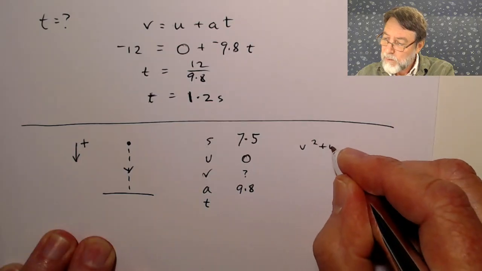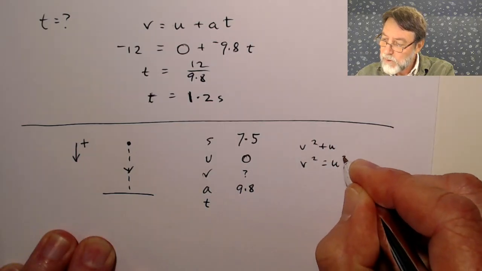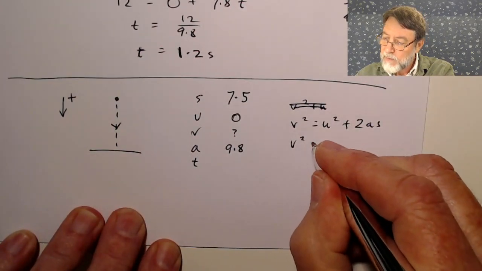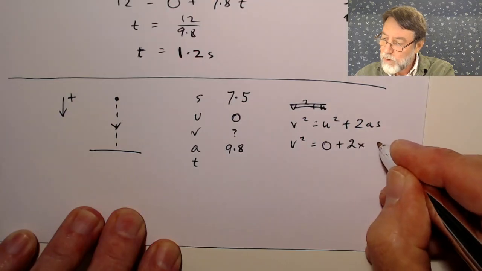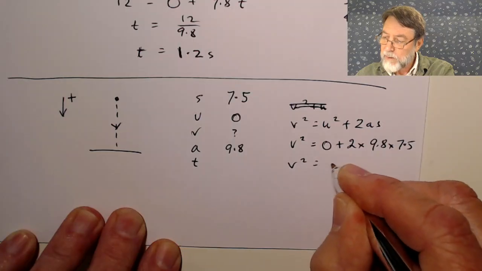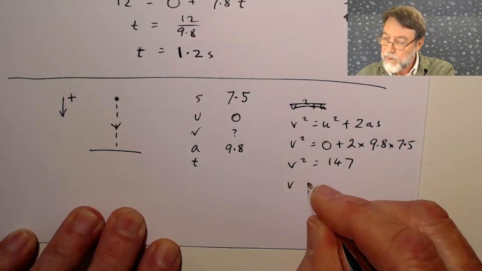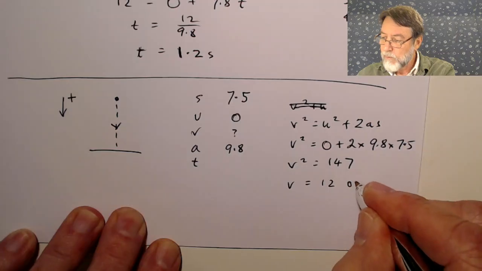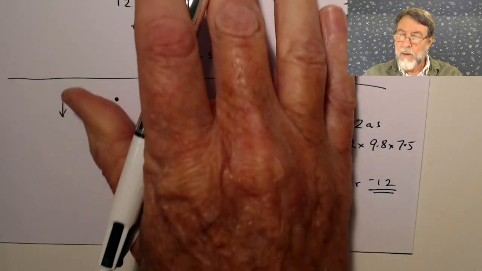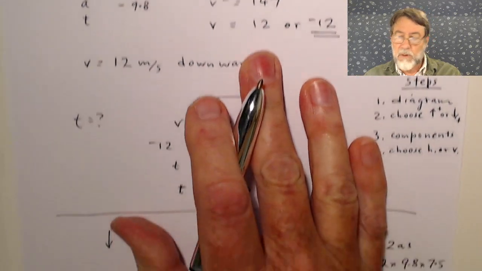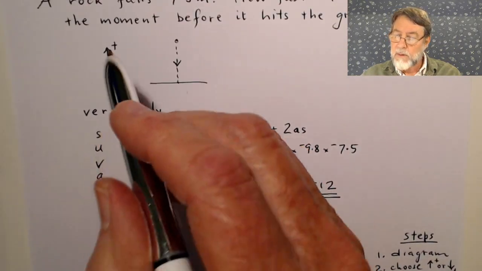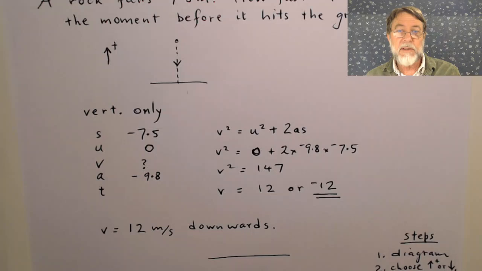So you put in v squared equals u squared plus 2as, and you get 2 times positive 9.8 by positive 7.5, you still get 147. So your answer is still 12 or negative 12. So we're still getting the same answer. As we go through, you could be trying that. You'll find that it doesn't matter which way you choose as positive. As long as you stick to it all the way through, you'll get exactly the same answer.